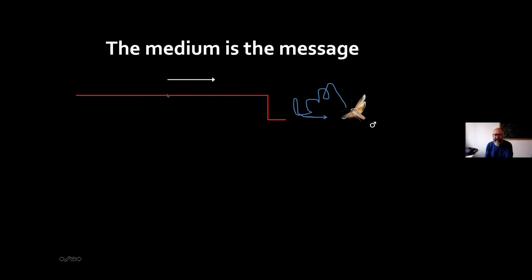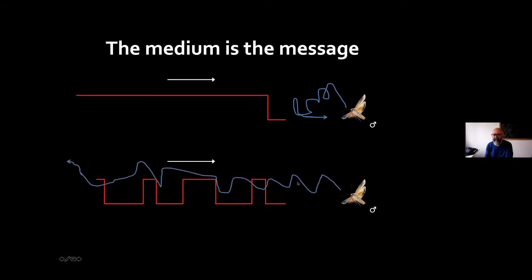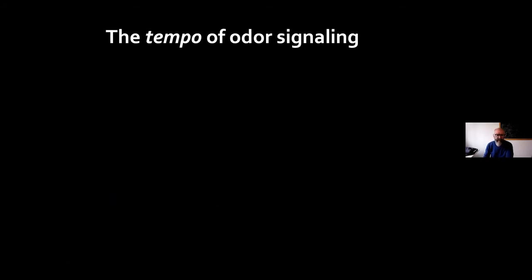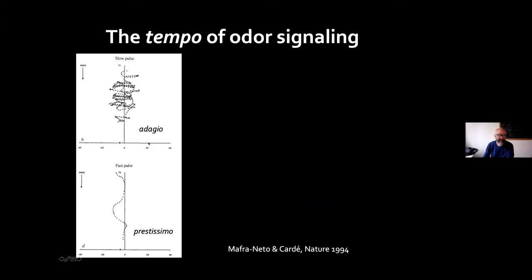But on the other hand, if you subject the same male moth to a sequence of on and off odors, so clean air and odor at different frequencies, then this tends to elicit a more continuous fly upwind. So the frequency at which the signal is detected appears to play a very important role. And this is made clear by the following experiment.